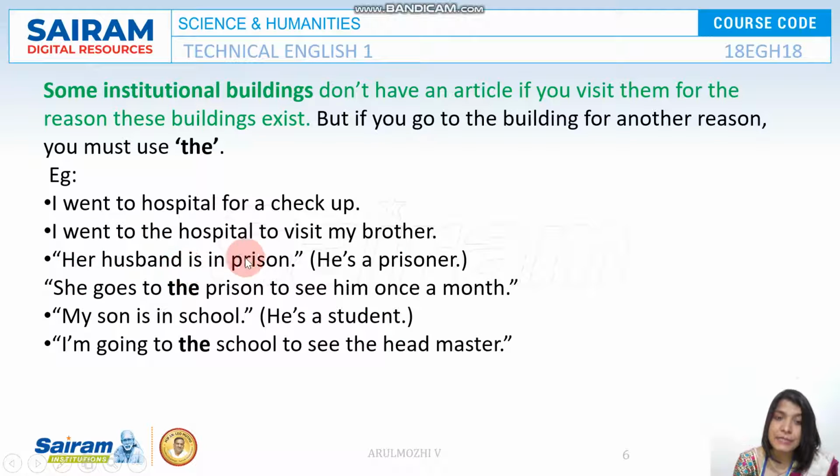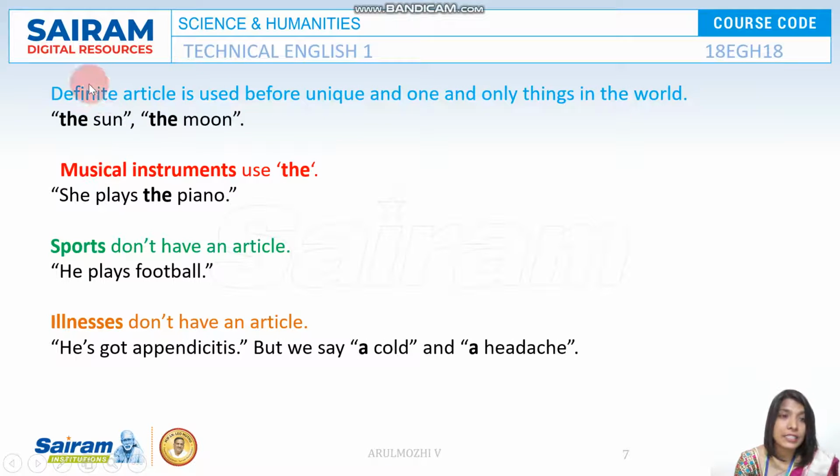Her husband is in prison because he is a prisoner. But look at the next one. She goes to the prison to see him once a month. Here you are a visitor, you are not a prisoner. My son is in school because he is a student. School exists for students, so we don't use "the" before it. But look at the next one. I am going to the school to see the headmaster, because you are not going to school to study, but you are going to visit your son.